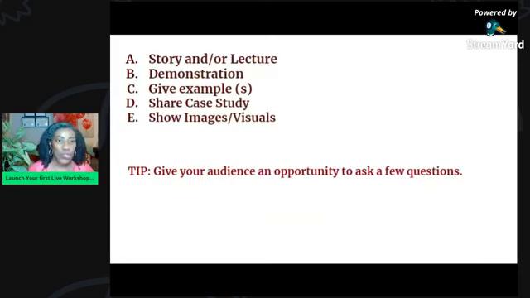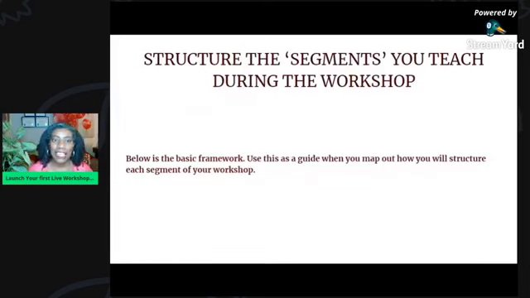Do a story or a lecture, demonstration, give examples, share case studies, show images, have visuals. Do a PowerPoint presentation. Give your audience an opportunity to ask a few questions. Then structure the segments that you teach during the workshop. In the next slide is the framework, and just use that guide when you map out how you'll structure each segment of your workshop.